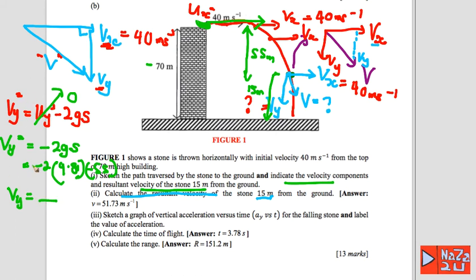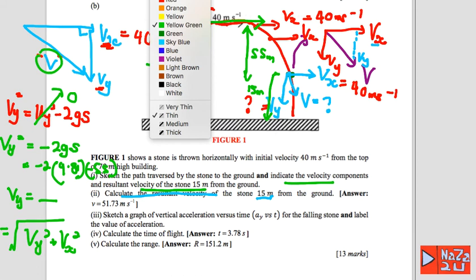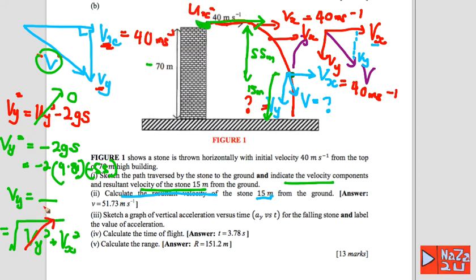To calculate the value of v here, we can use v is equal to the square root of vy square plus vx square. For vy square, you use the final answer for the vy, and for the vx we have 40. So you can find the value of v if you get the answer. You can use your own calculator to find v here: 51.73 meter per second. So this is how you can find the answer for number 2.